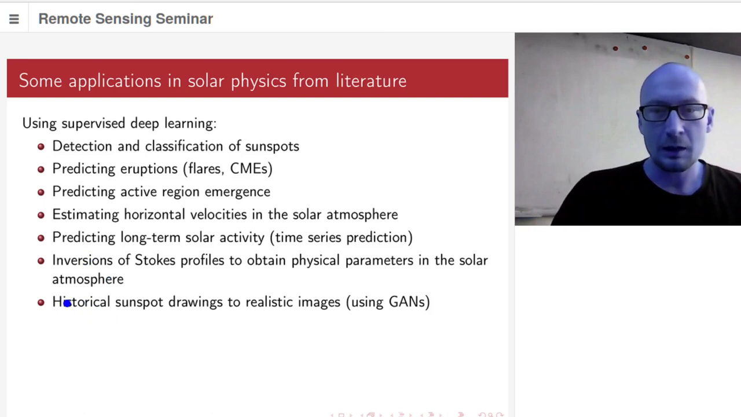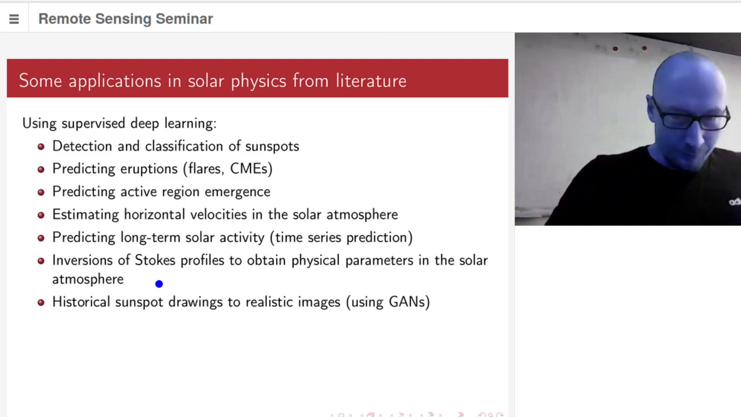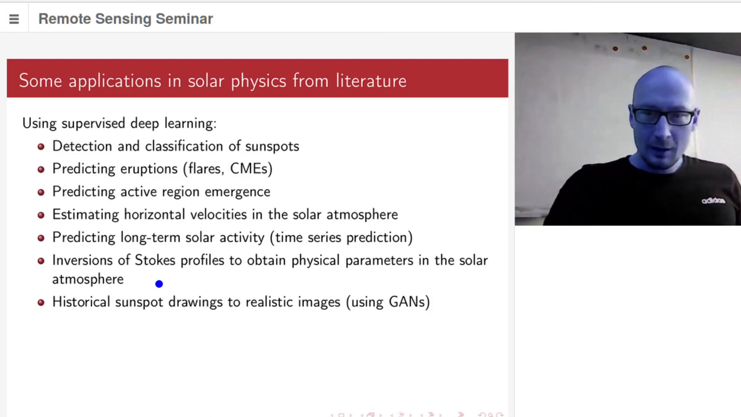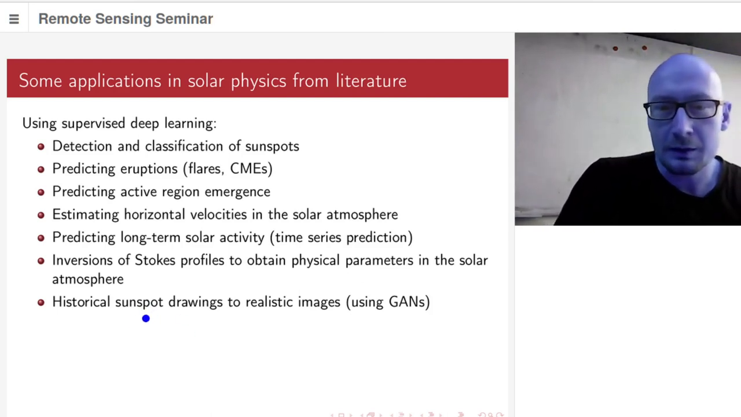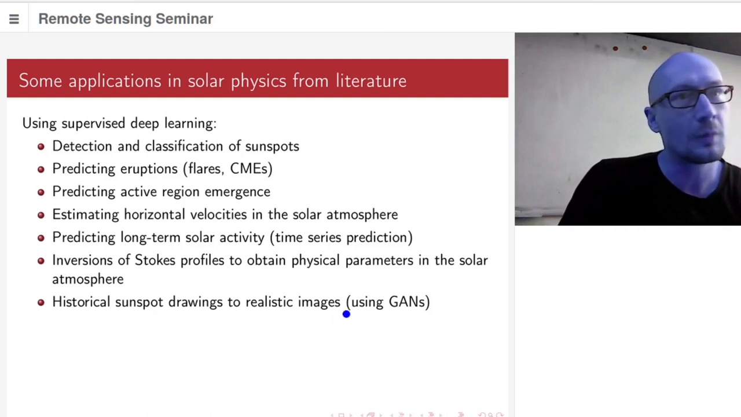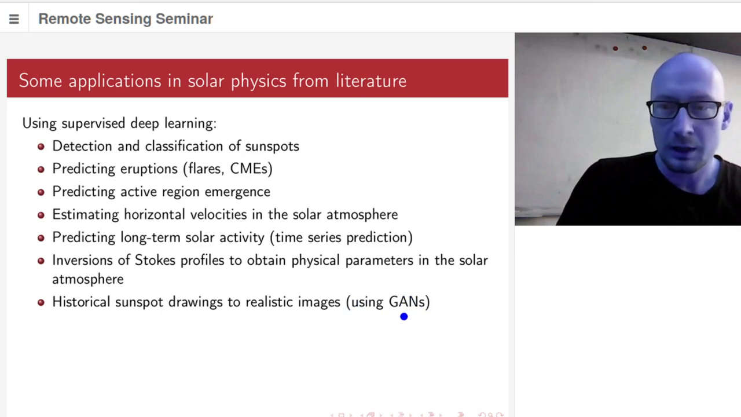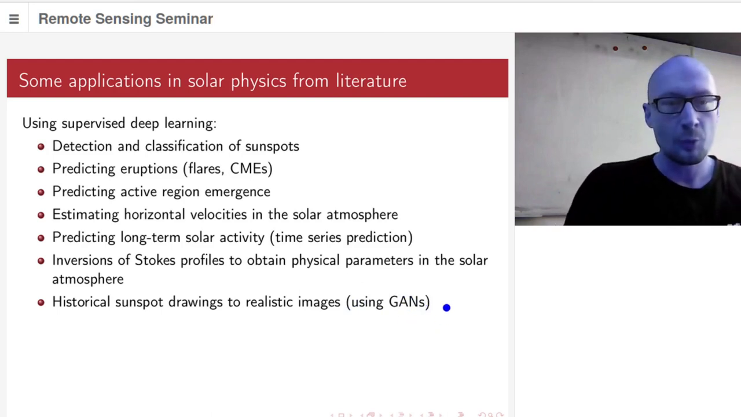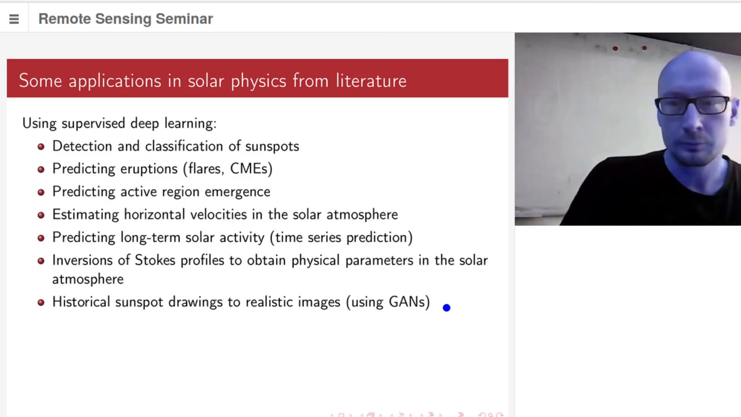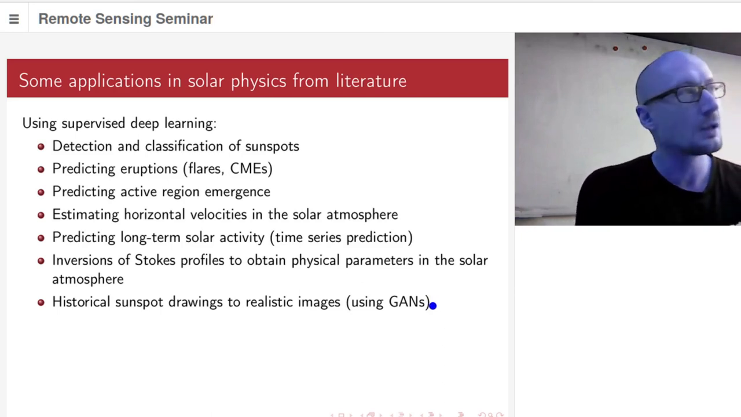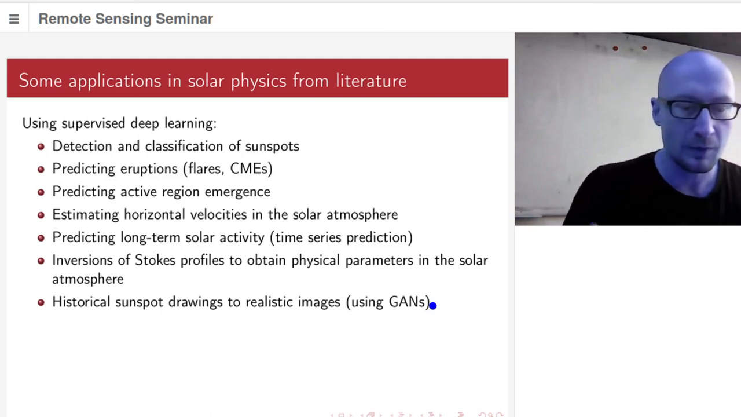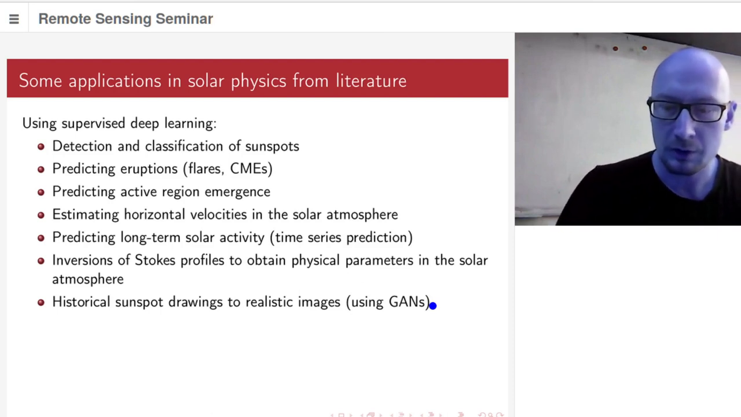And then this very interesting study, which basically converts historical sunspot hand drawings to realistic images or magnetograms. And this is achieved using these so-called generative adversarial networks. This is also very popular in different fields, especially involving images like face photos and so forth, generating artificial human faces, for instance.